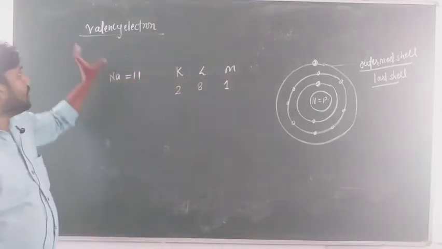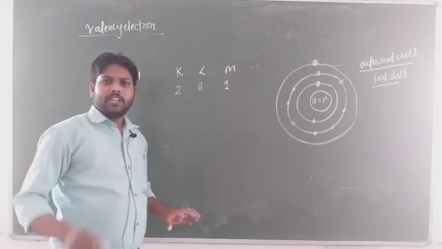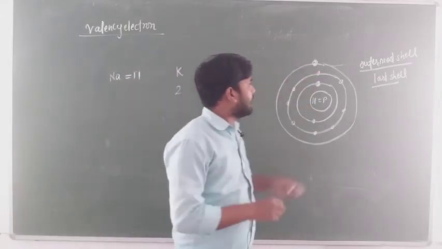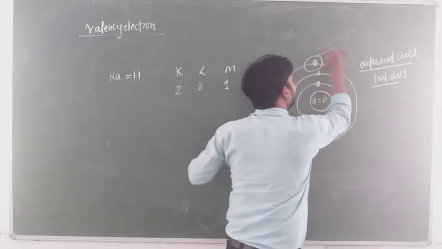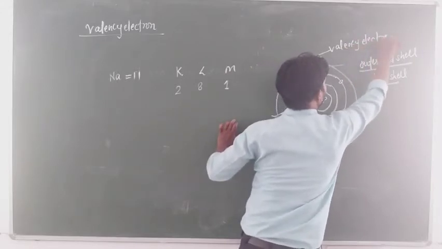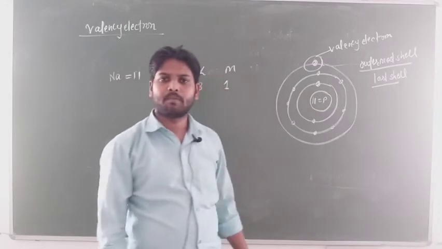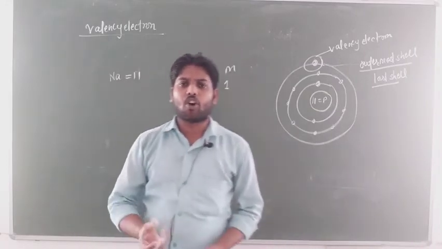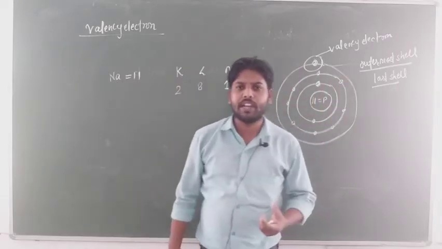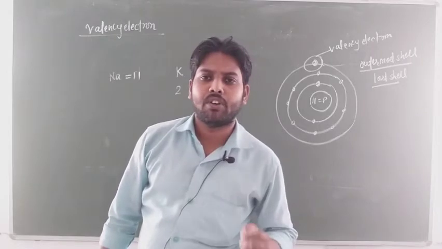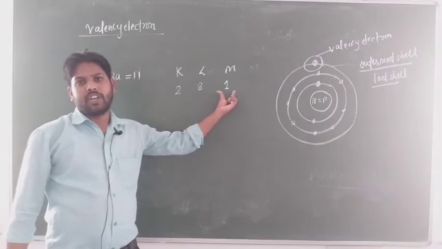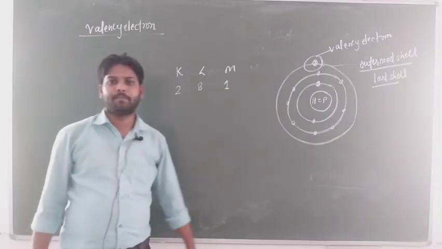Clear? So children, valency electrons means the electrons which are present in the outermost cell; those electrons will be known as valency electrons. The electrons which are present in the last cell or the outermost cell are known as valency electrons. So here we can write that 1 is the valency electron of sodium.